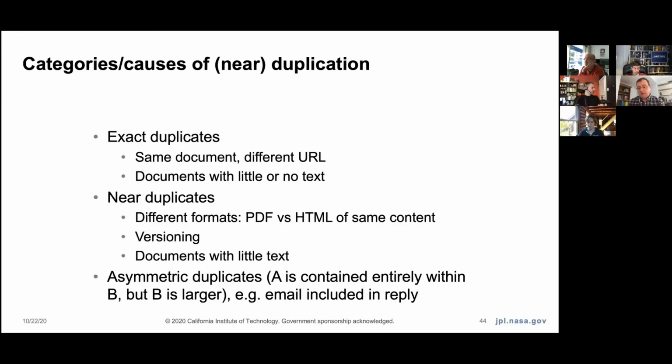I didn't see this very often, but you can find in some search systems asymmetric duplicates where you have, for example, the initial email, and then if somebody forwards that and puts their own stuff, that initial email is within the second email, but it's smaller than the second email. So those were some of the categories I noticed.